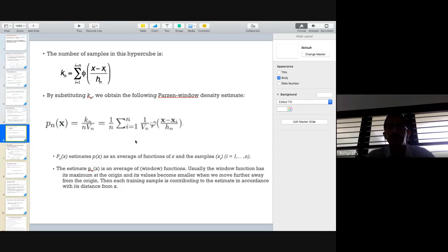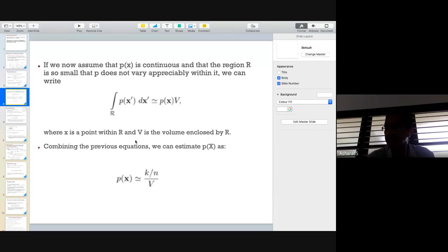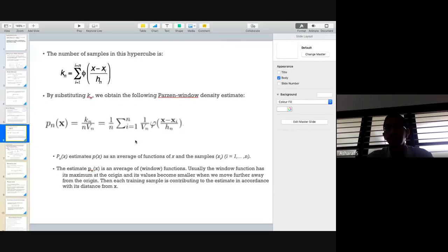So what you do is you count it, and once you have it, you can count the number of samples in the hypercube. That is kn, over all the points, given phi of x minus xi by hn; if it is inside, you get an estimate. Pn of x can be estimated as k by n divided by v, the equation that we have here. Here small n is the index. Now you have an estimate of kn. You take out n, and vn is h to the power d. So 1 by n into the summation i equals 1 to n, 1 by vn, phi, where you substitute kn, and you get an estimate of px.